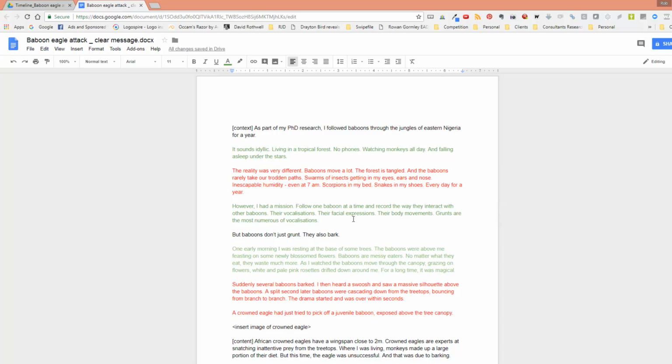But if we take this out, what you'll see is that this paragraph here. So he's talking about how he was on a mission. He's talking about their vocalizations, their facial expressions, their body movements. Grunts are the most numerous of vocalizations, but baboons don't just grunt, they also bark. I quite like this because when you have words like but, this is a change in direction in the story. It's a change of pace, it's a change in direction. And this makes you wonder, okay, so what is going to come next?